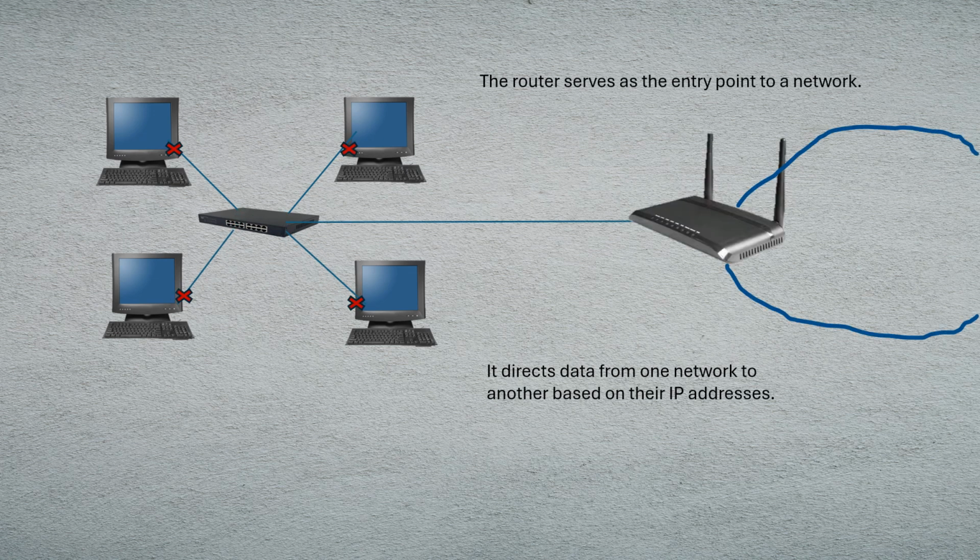And guys, a router connects different networks and forwards data based on IP addresses. When data comes to a router, it checks the destination IP address to determine whether the data is meant for its own network or another network. If the data is intended for a different network, the router forwards it to the appropriate network. Essentially, the router acts as the gateway for a network, enabling communication between networks, such as from a private network to the internet.